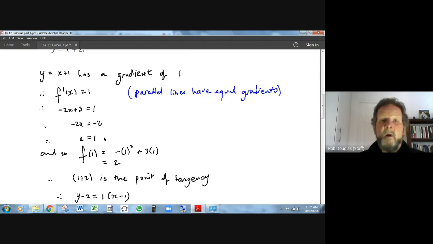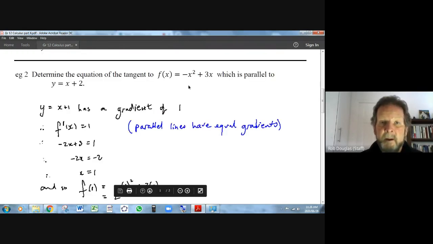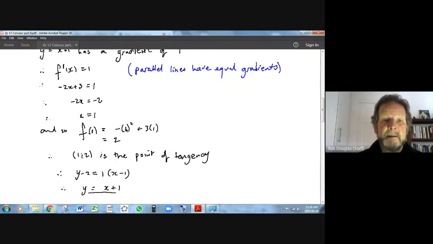Okay, we've got the gradient of 1, and the x value is 1. We need to find the y value. We don't put it into the derivative. We've got to put it right back into the original function. So minus 1 squared plus 3 times 1: the value of the function at 1, minus 1 plus 3, is 2. So the point is (1, 2).